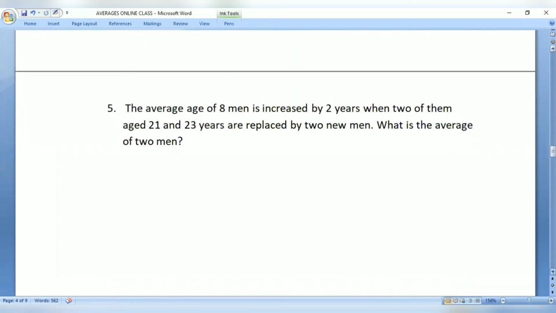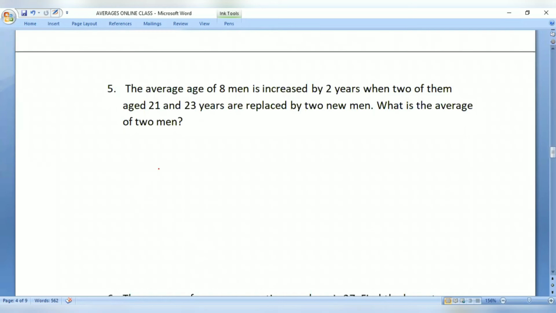So see here, the average age of 8 men is increased by 2 years. There are 8 men and their average age is increased by 2 years when two of them aged 21 and 23 years are replaced by two new men. Now what is the average? Okay, here what they are saying, there are some number of persons, be it 8 persons here. So with these 8 members, the average gets increased by 2 years when two persons whose ages are 21 years and 23 years are replaced by other persons.